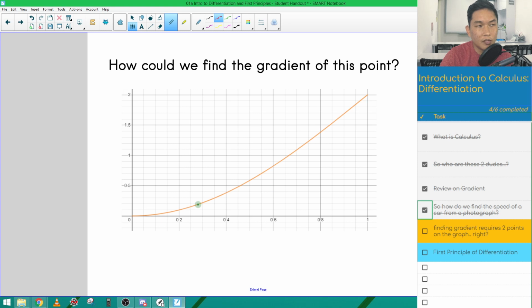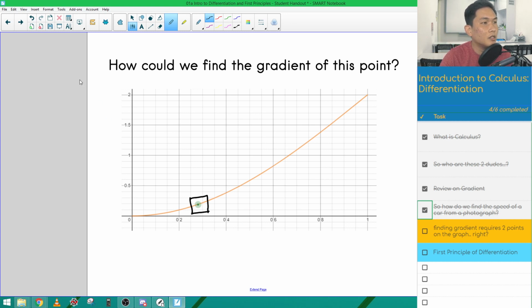Okay, so now, say, we have this orange curve, the one that I drew just now. Okay, let's go back to our question again. If I give you a snapshot photograph of the apple at this point, can you find for me the speed of the apple? Can you find for me the speed of the apple?